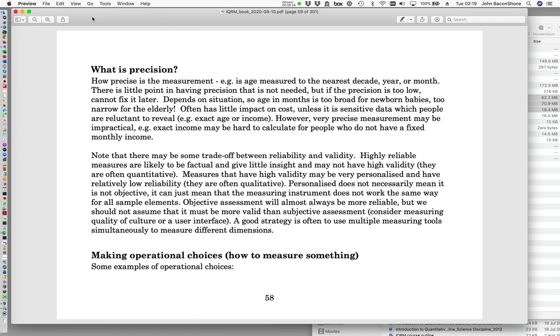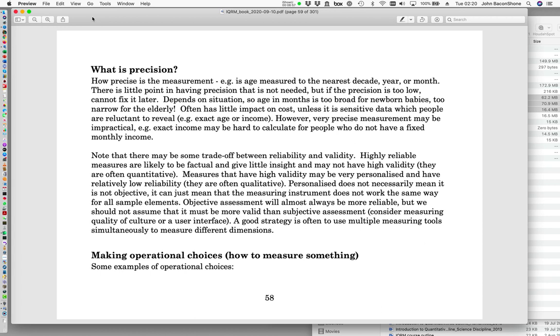Now, there is little point in having precision that's not needed, but of course if the precision is too low, we cannot fix it later. So it can depend on the situation. If we're talking about newborn babies, clearly we would often want to know the age in days, if not weeks. We certainly would not want to know just in months. That's too broad. But if we're talking about the elderly, then clearly age in months normally would be far too precise. The nearest year would normally be fine.